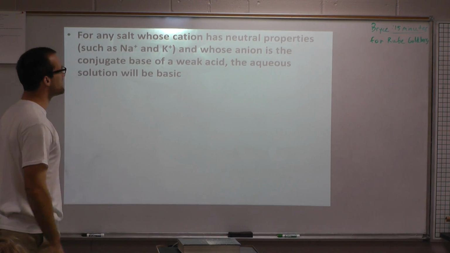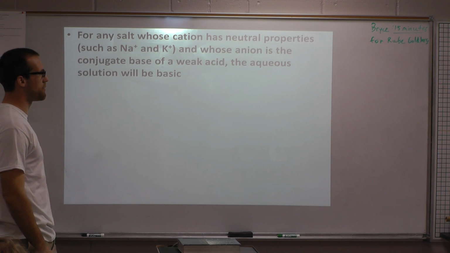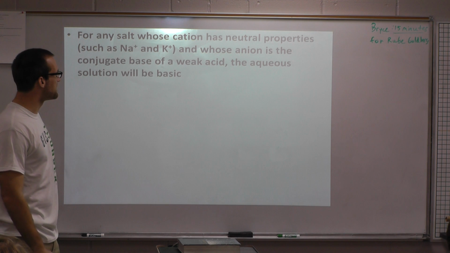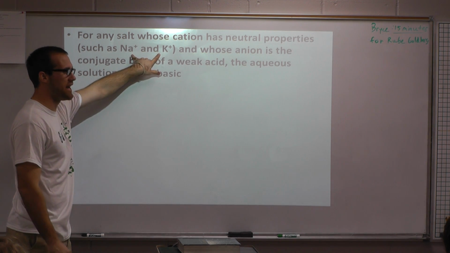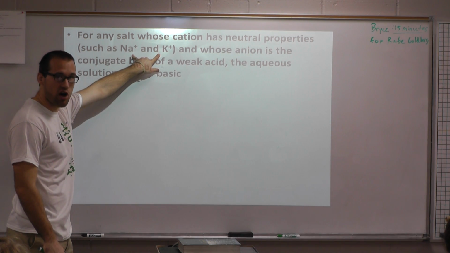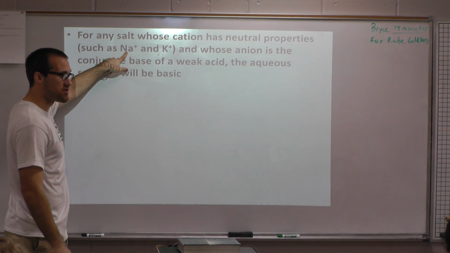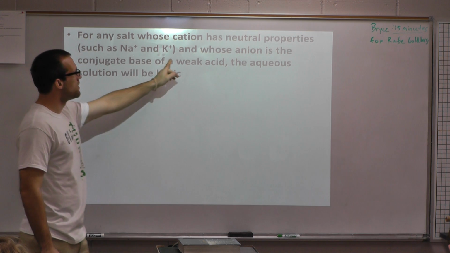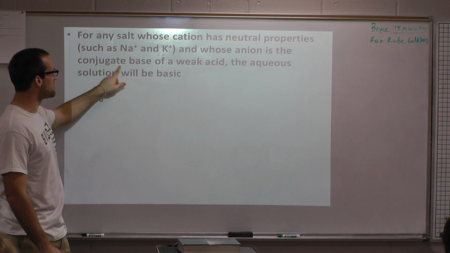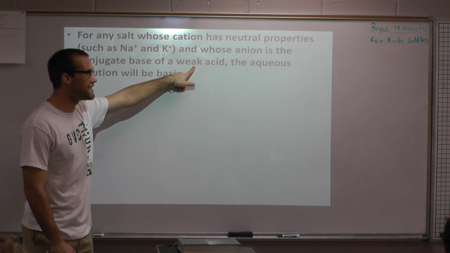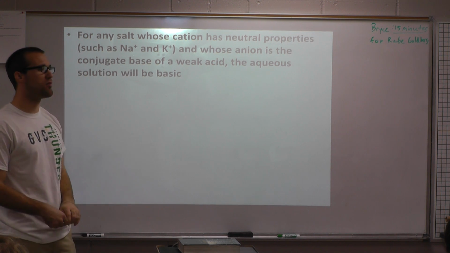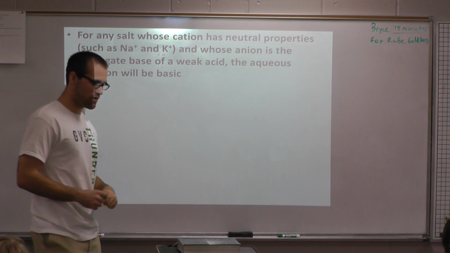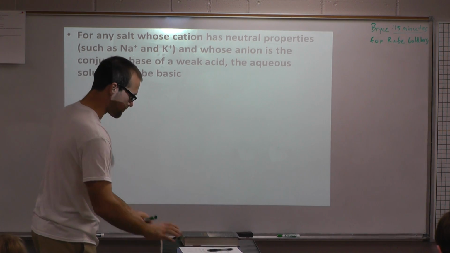Alright, so it says for any salt whose cation has neutral properties. Again, what I'm saying when I say neutral properties is an ion that will not react because it would produce something strong. NaOH, strong base, KOH, strong base. But whose anion is a conjugate base of a weak acid, you're going to find that it will be basic every single time. Let me show you an example.